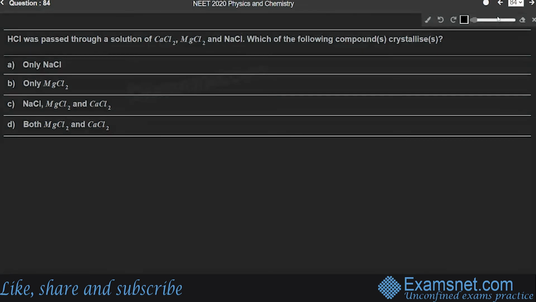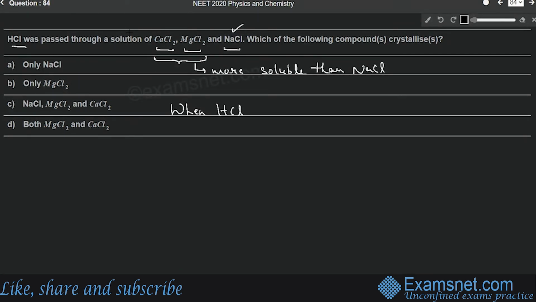Now question number 84 is from the chapter Equilibrium, and the question is HCl was passed through a solution of calcium chloride, magnesium chloride and sodium chloride. Which of the following compound or compounds crystallize? The fact is quite simple that calcium chloride and magnesium chloride are more soluble than NaCl, and due to this they will remain in the solution while NaCl will precipitate out. So what happens when HCl is added to the given solution?